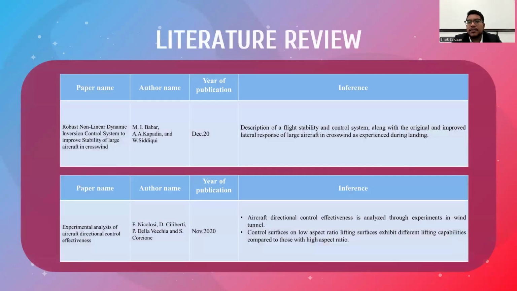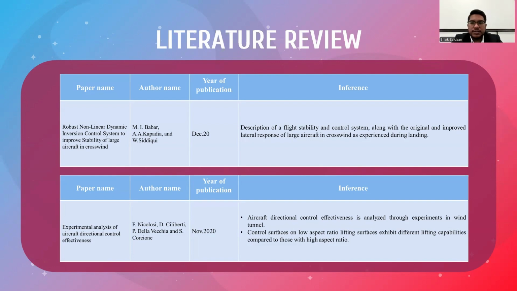Moving ahead, we have gone through many literature reviews, but I'll be explaining six of them, which are very essential and very important. The first paper is Robust Nonlinear Dynamic Inversion Control System to Improve the Stability of Large Aircraft in Crosswind. The author is M. I. Babar, published in December 2020. The inference describes the flight stability and control system along with original and improved lateral response of large aircraft in crosswind as experienced during landing.